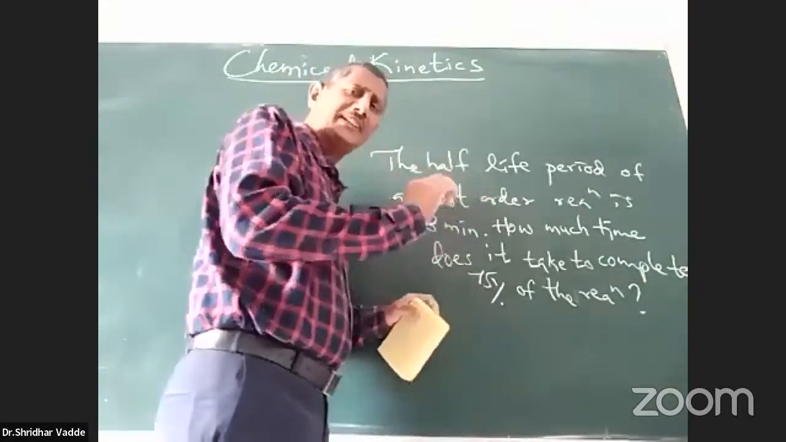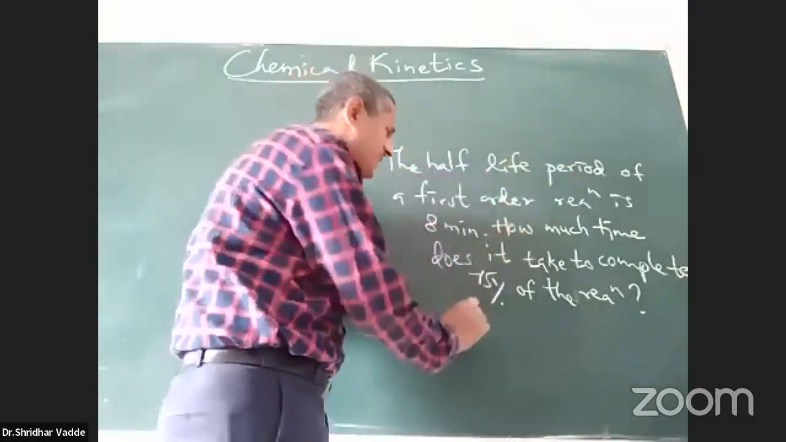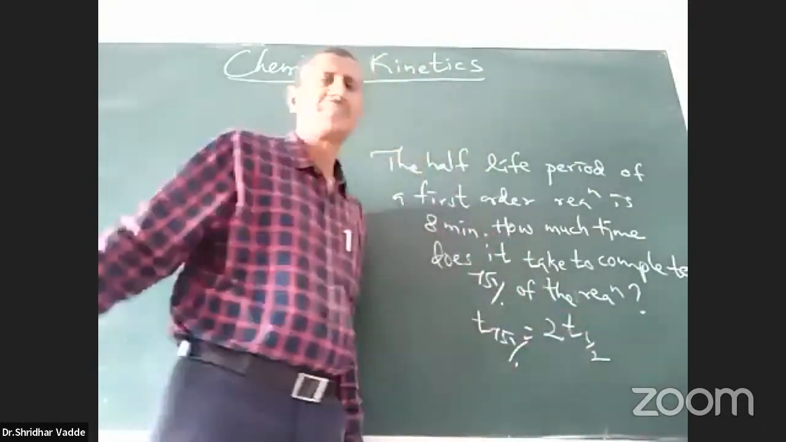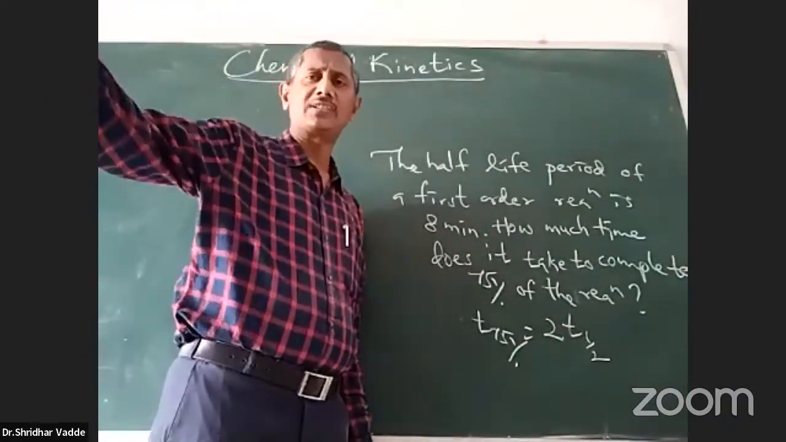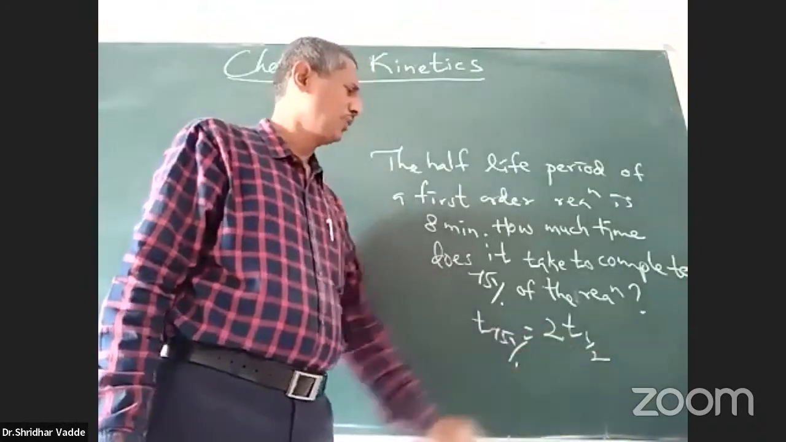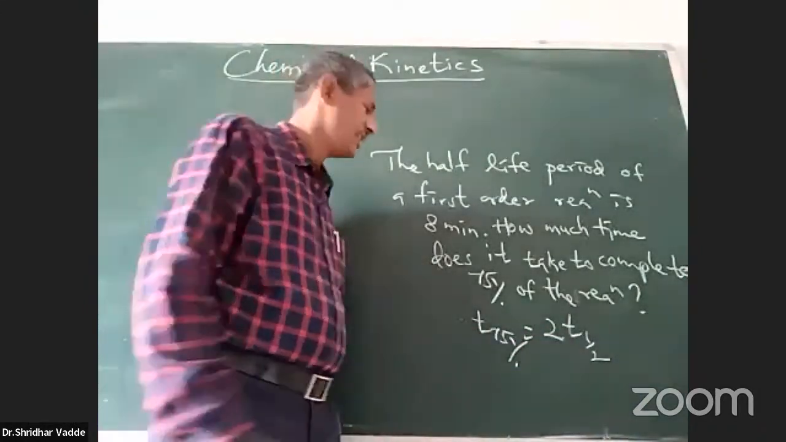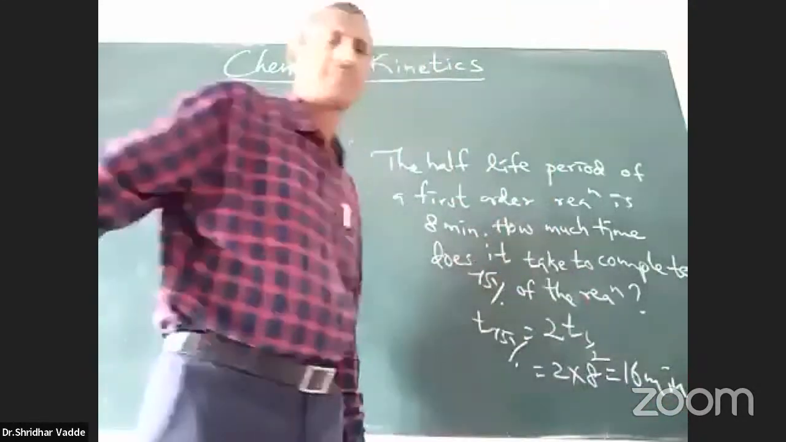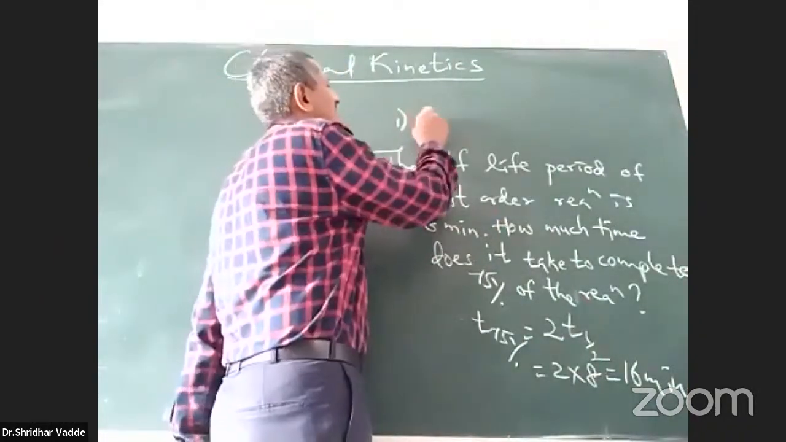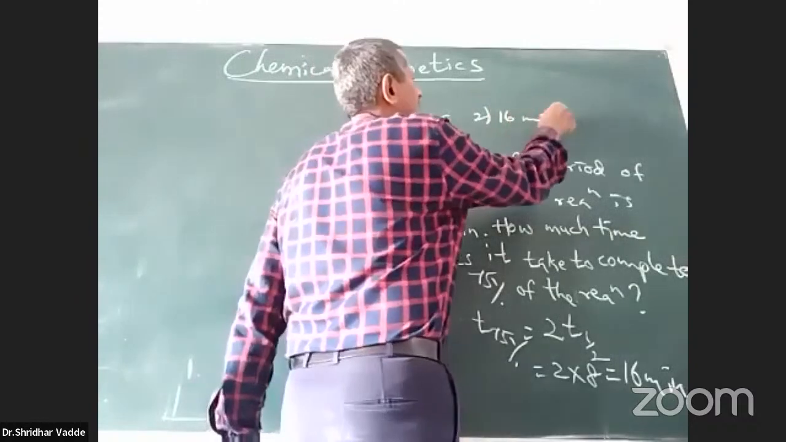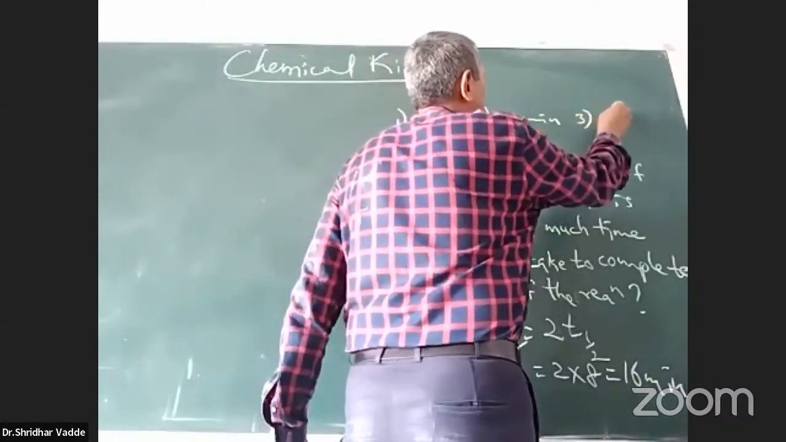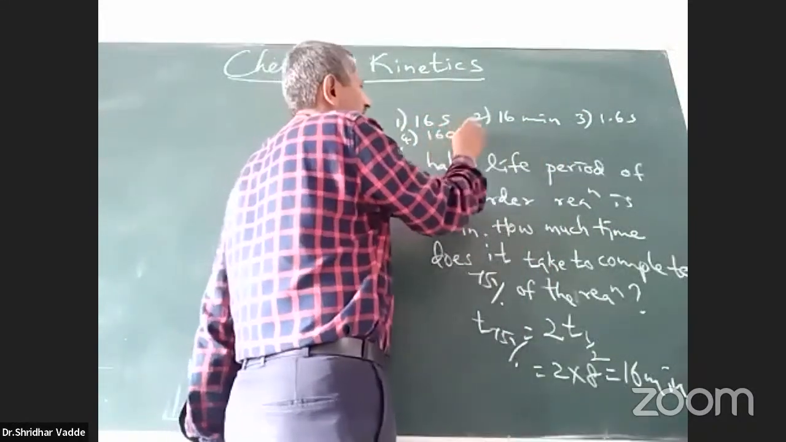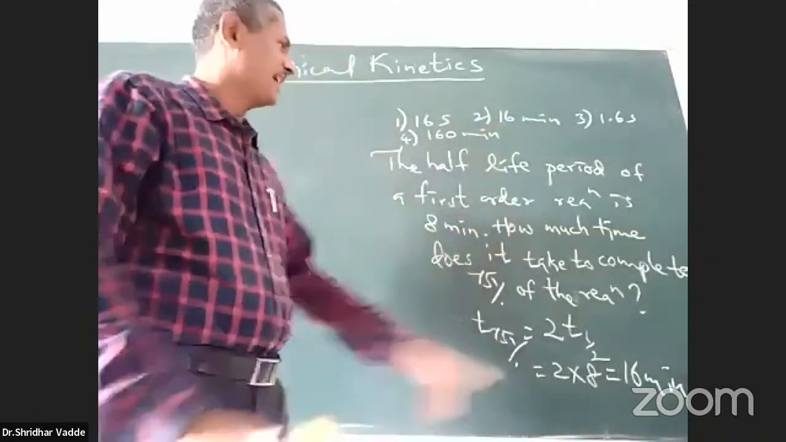So very simple, my dear friends, please remember, in the case of first order reactions, T75% is equal to 2 into T50. That's all. This is not possible for zero or second order like that. T75 is equal to 2 into T50, which is 2 into 8, equal to 16 minutes. Options: 1. 16 seconds, 2. 16 minutes, 3. 1.6 seconds, 4. 160 minutes. So my dear friends, 16 minutes.